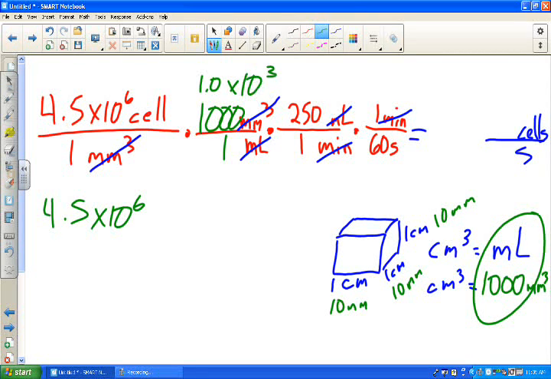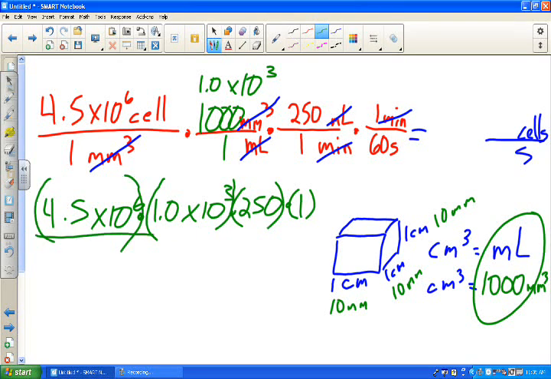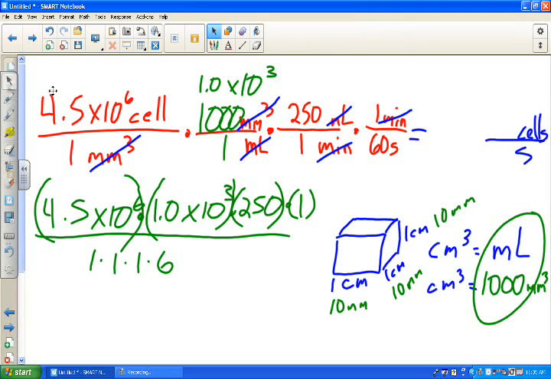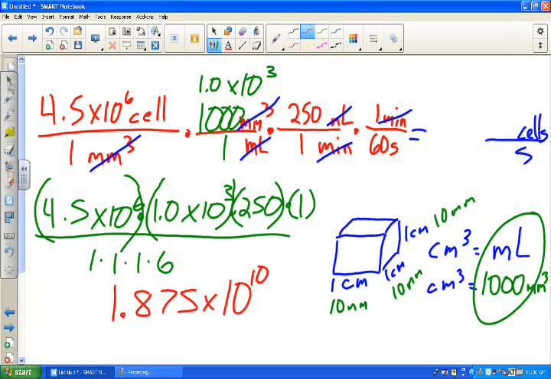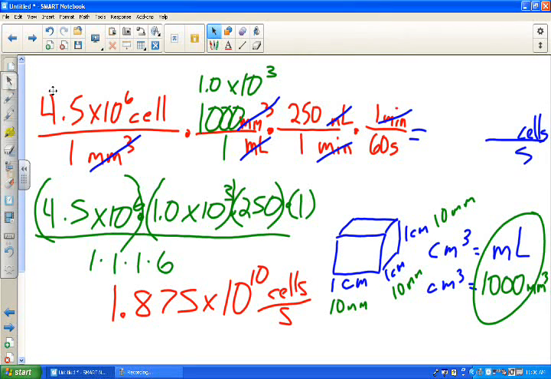So we have 4.5 times 10 to the 6, times 1,000, which is the same as 1.0 times 10 to the third, times 250 times 1, all over 1 times 1 times 1 times 60. If we plug that in the calculator, we're going to get about 1.9 times 10 to the 10th, or 1.875 times 10 to the 10th cells per second.